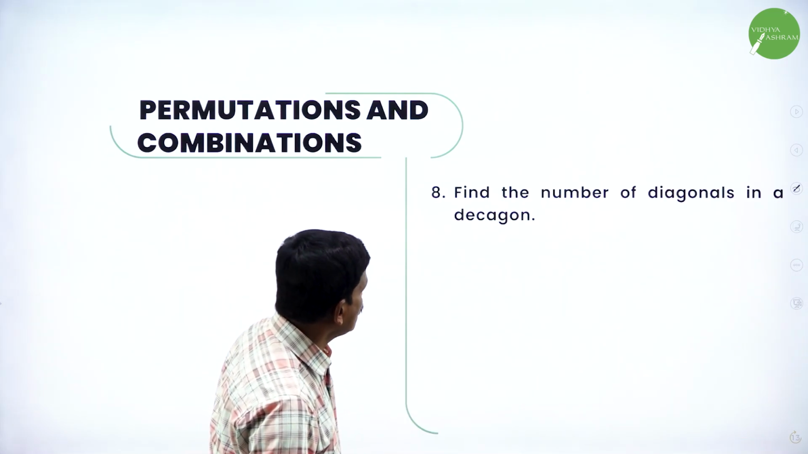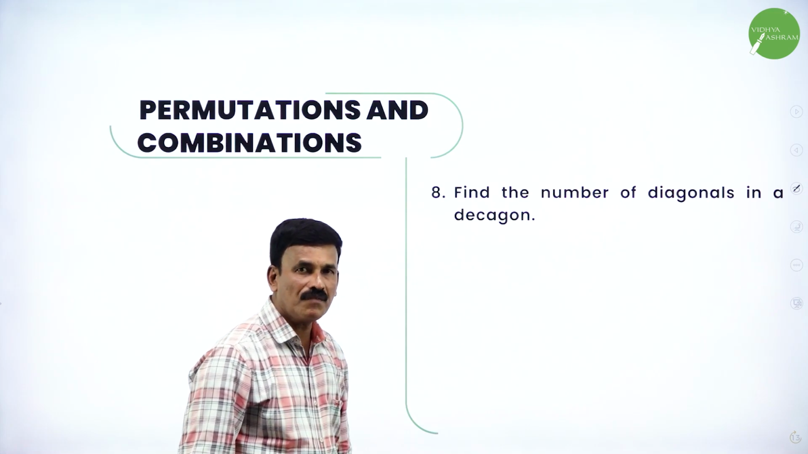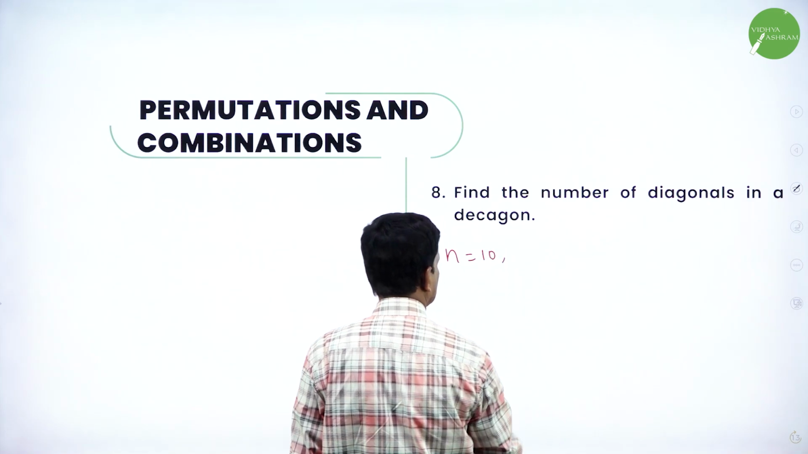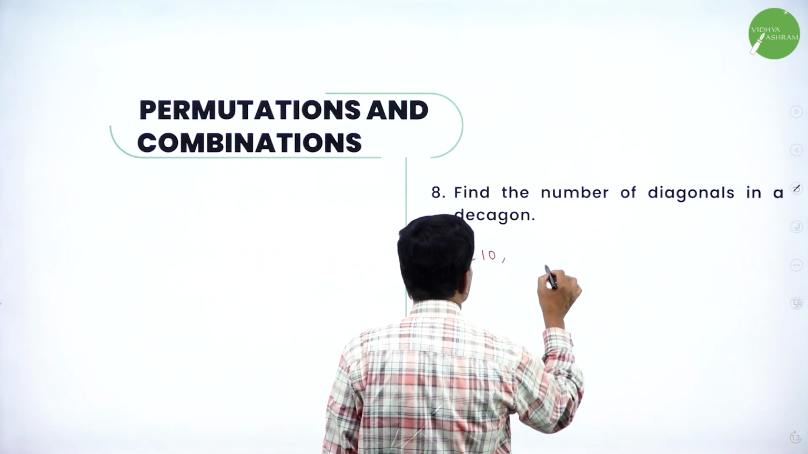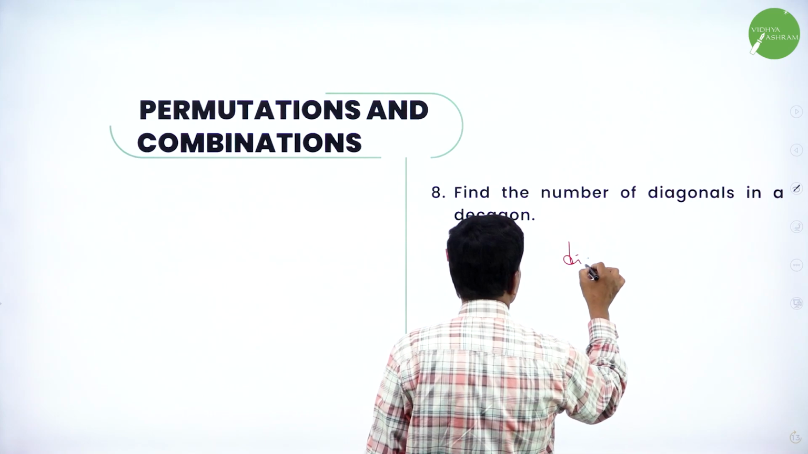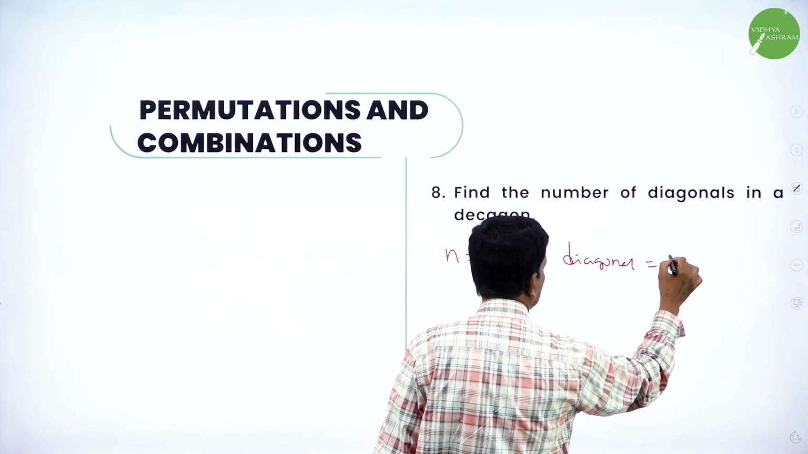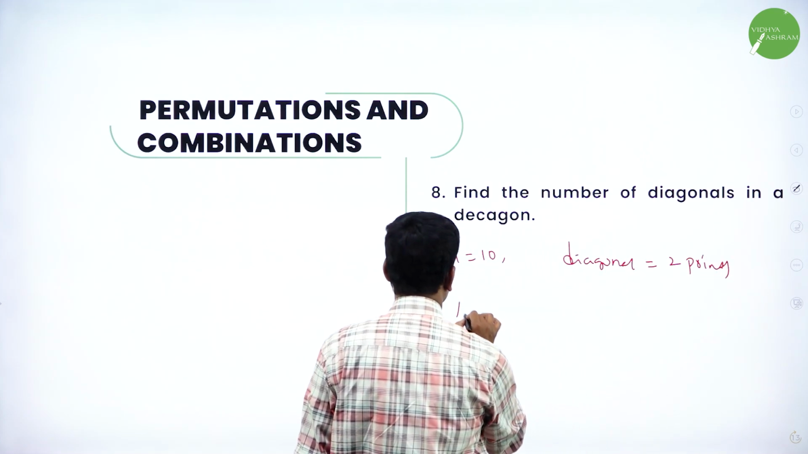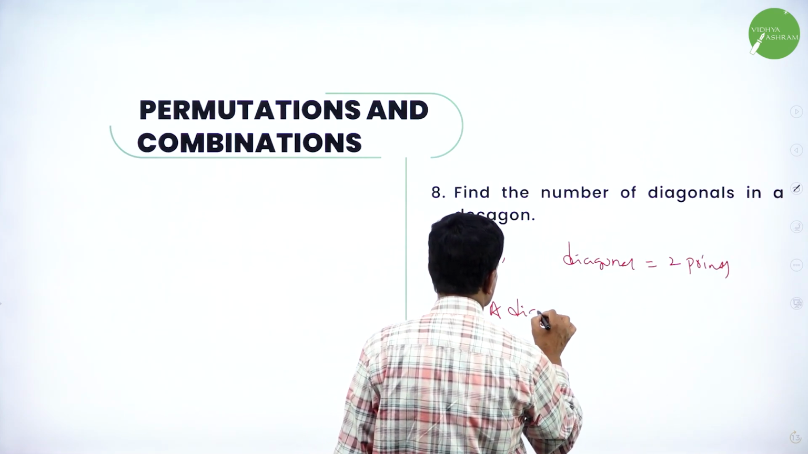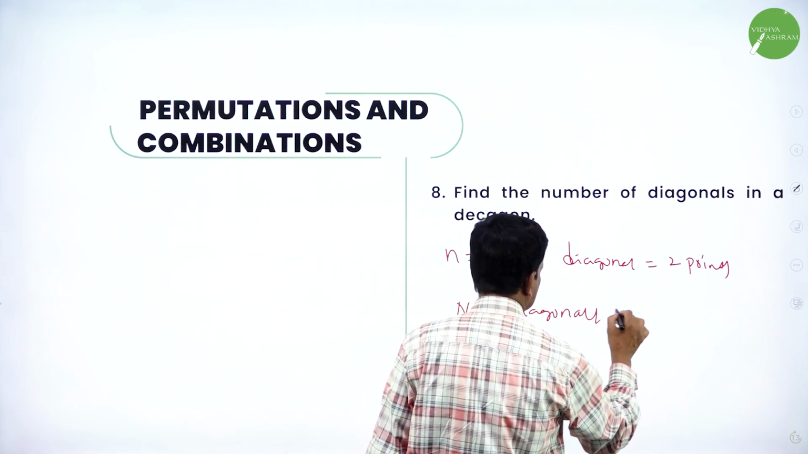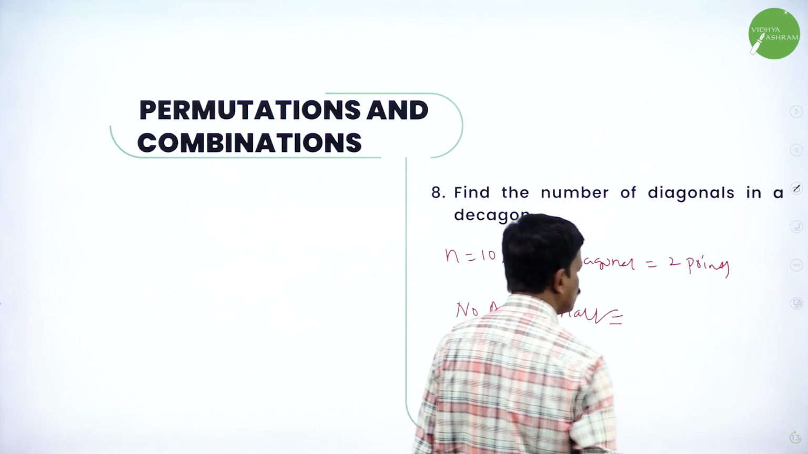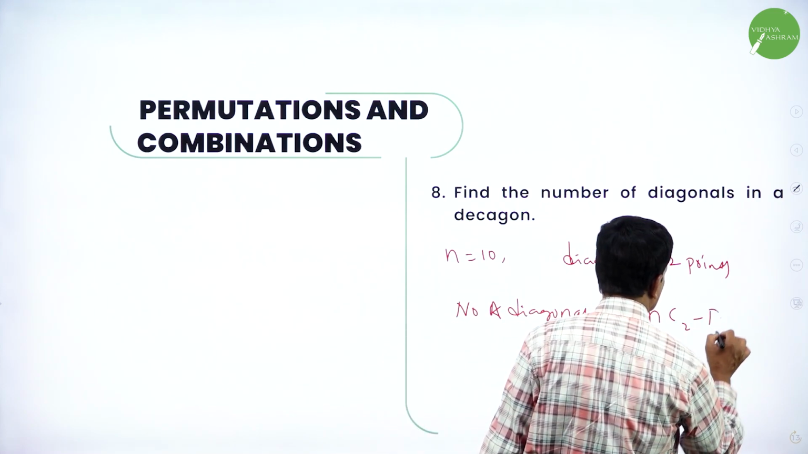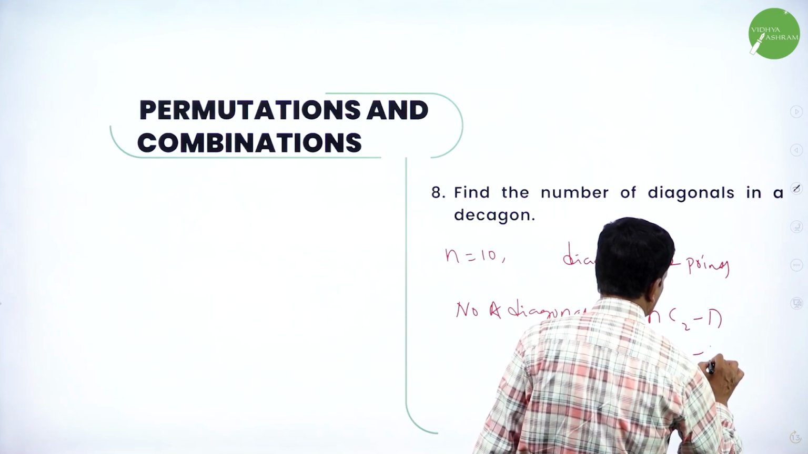Find the number of diagonals in a decagon. The number of sides: decagon means 10 sides. Number of diagonals. So to draw a diagonal, minimum how many points are required? 2 points are required. So the number of diagonals is equal to NC2 minus N.